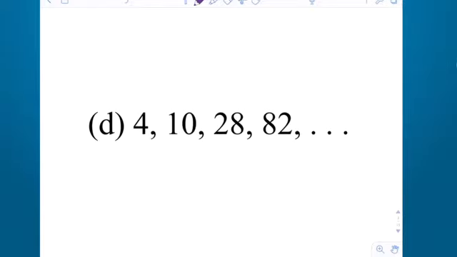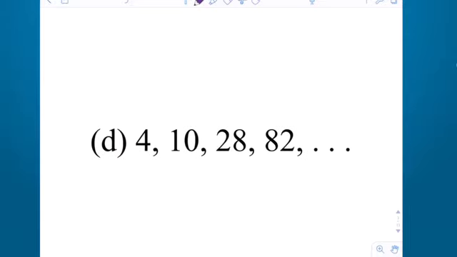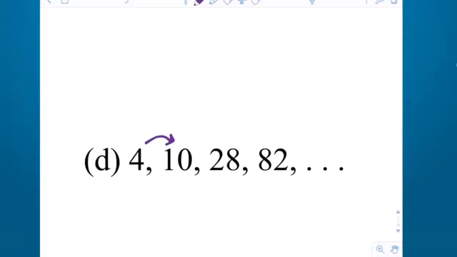Times 2 plus 2? And then for the next one, times 2. Next number is plus 2 times the n minus 1. Because if I double 10, I get 20 and add 8. So if I double 4, I get 8, I add 2.